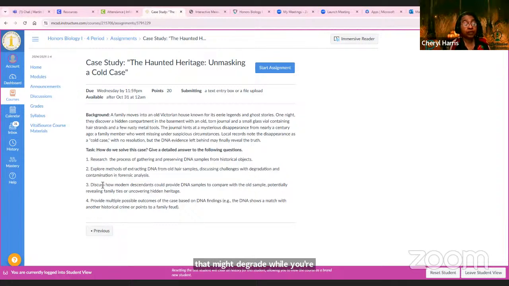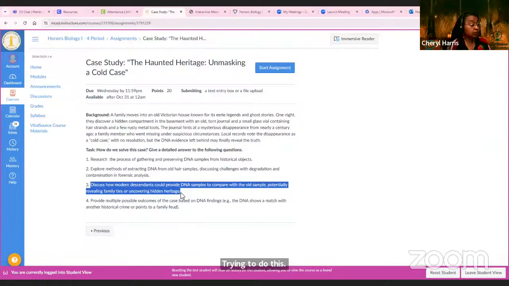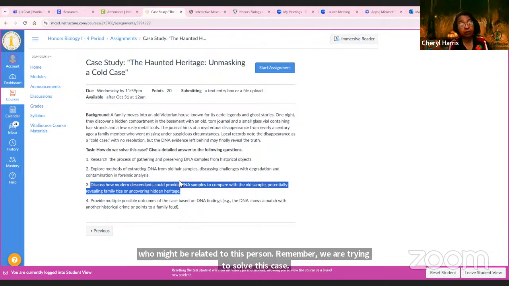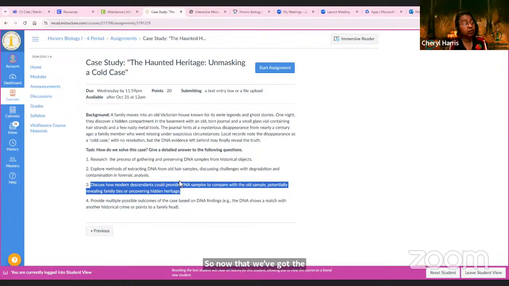After you've done that, you want to contact people who might be related to this person. Remember, we are trying to solve this case. So now that we've got the information about the DNA, now we need to compare this DNA to people who might be related. And so what is the process? What do you need to do to get somebody's DNA sample?